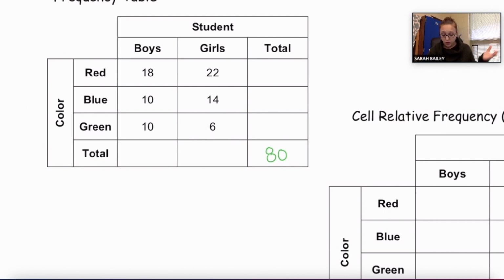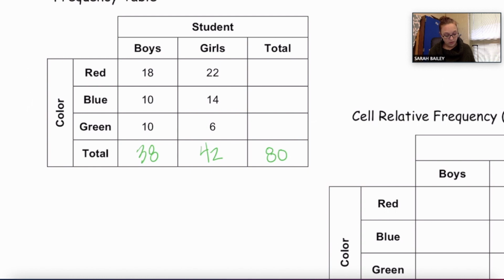So you can just type it in a calculator, but I'm going to find the total number of boys. So I'm going to do 18 plus 10 plus 10, and I get 38. Then I'm going to find the total number of girls. So 22 plus 14 plus 6, and I get 42. Then I'm going to double check. 38 plus 42 is 80. So that works.